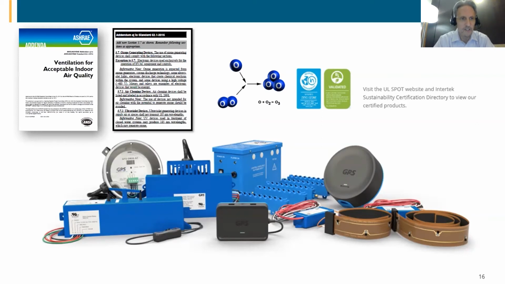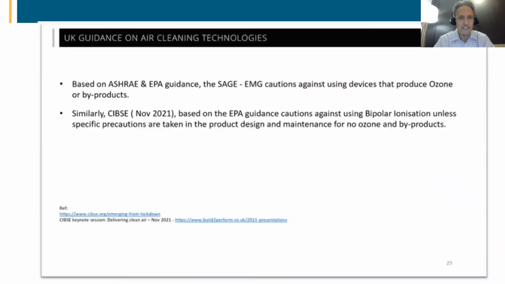In fact, it's so critical that ASHRAE has said in the Ventilation for Acceptable Indoor Air Quality Standards that we use here in the United States, and perhaps you use there to ventilate your buildings, that you must apply electronic air cleaning products that have been validated to UL, which is Underwriters Laboratories Standard 2998 for zero ozone production. And in fact, based on SAGE and EMG, they caution against using devices that produce ozone. And CIBSE has cautioned against using any bipolar ionization unless specific precautions are taken in the product design and maintenance for no ozone and byproducts.